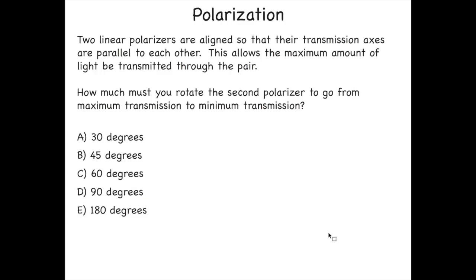All right. So, clicker question, which won't be a clicker question, but just something you should work through at home. If we take two polarizers and we line them so their transmission axes are parallel to each other. So let's pick an angle, let's say the first one is vertical, and we make the second one vertical, right? This allows the maximum amount of light to be transmitted through the pair. The question is, how much do I have to rotate the second polarizer to go from that maximum transmission to a minimum transmission, which ideally would be 0?